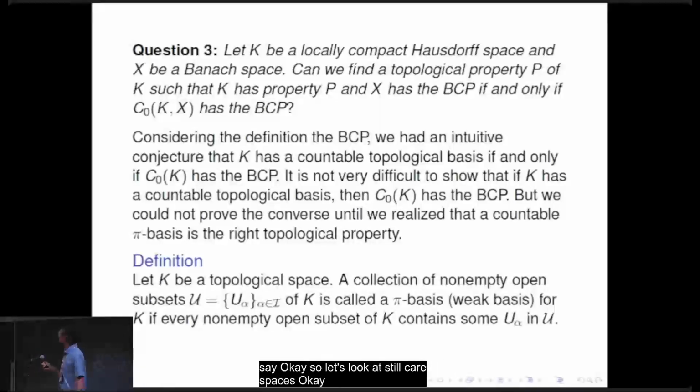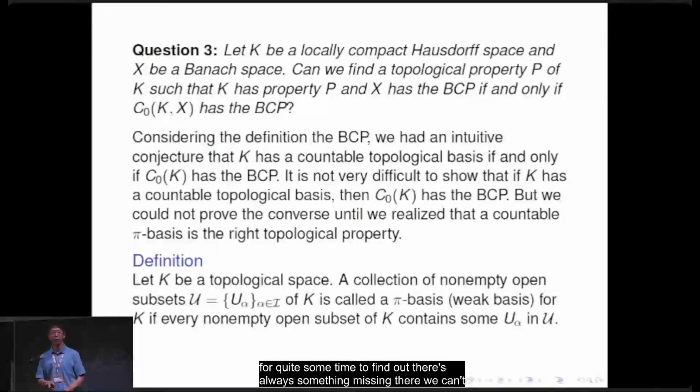Okay, so the natural question is, we do need to find the right topological property about this underlying space K, so that if X has the BCP, then C(K, X) has the BCP. In the beginning, the natural guess would be that the topological space K has a countable basis, second countable. However, we worked for quite some time and found there's always something missing there.